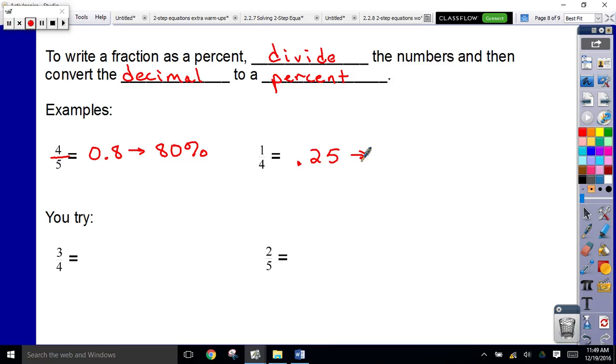All right, so if we move the decimal over, what do we have? 25. All right, guys. 25%.